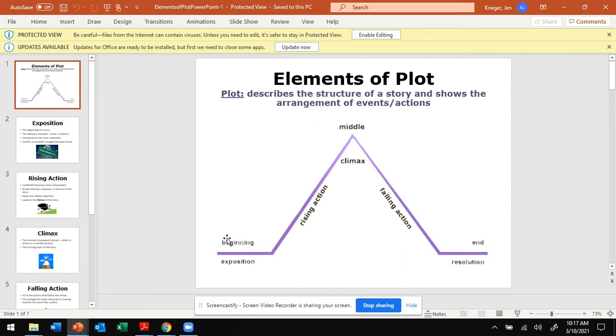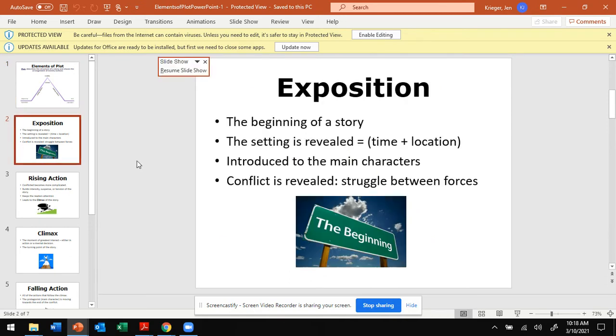Okay, at the beginning of the story, we say in fifth grade the exposition. Then we've got the rising action. The middle of the story is where the climax occurs, falling action, and then the end, we say resolution in fifth grade. So sometimes you might be asked to diagram the plot of a story. Today, you will be asked to just explain the plot. Okay, so you might be asked to do two different things.